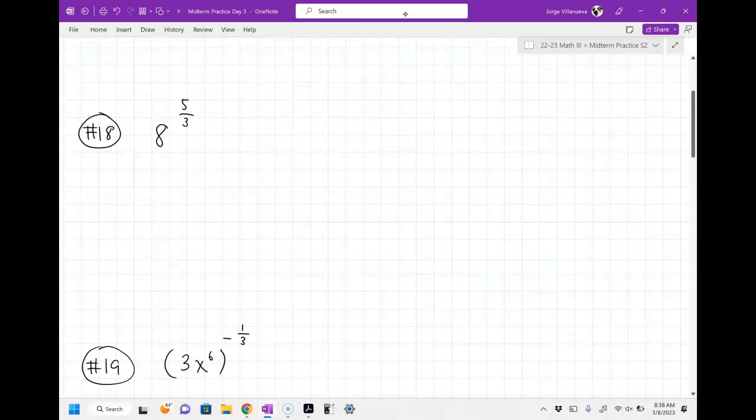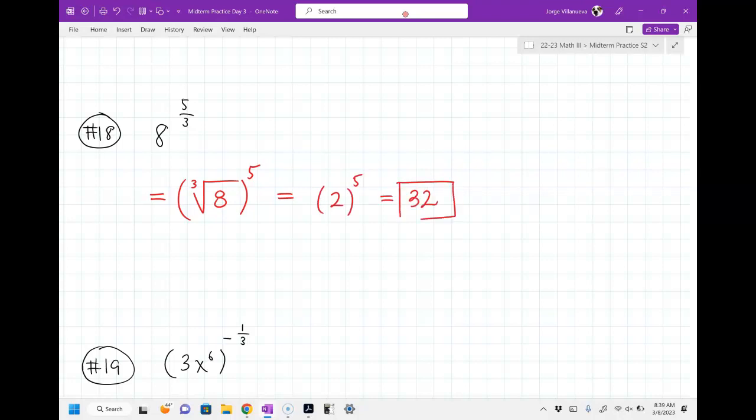So, all right, 8 to the 5/3. So same thing. 5 is the power, 3 is the index, right? So this is going to be radical 8, index of 3, power of 5. Well, the cubed root of 8 is also 2, right? The 4th root of 16 was 2. The cubed root of 8 is 2. Because 2 times 2 is 4, times 2 is 8. So that's my cubed root. And it's 2 to the 5th. 2 to the 5th power is 32.